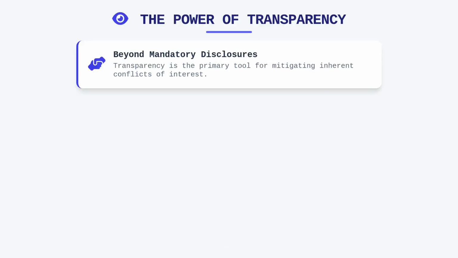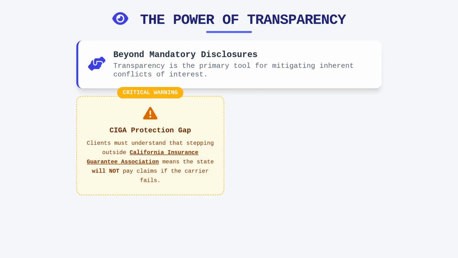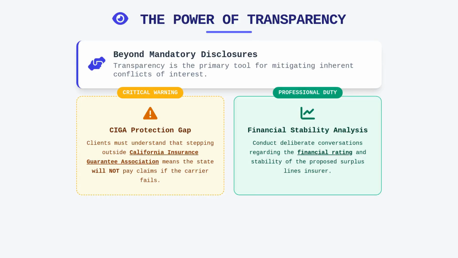Transparency is your most effective tool for mitigating these inherent conflicts of interest, and it must extend far beyond simply handing over a mandatory disclosure form. Ethical brokers ensure that the client fully understands what it means to step outside the protection of the California Insurance Guarantee Association. You have a moral and professional duty to explain clearly that if the non-admitted carrier becomes insolvent, the state will not step in to pay their claims.